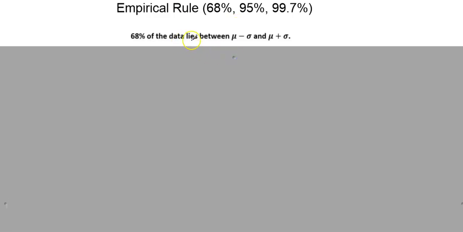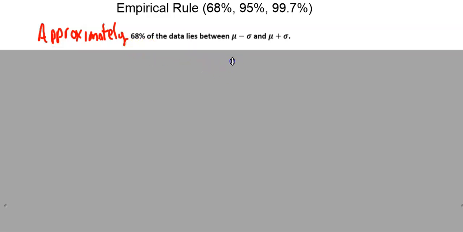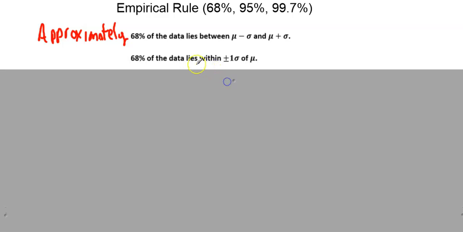So what we can summarize in the empirical rule, these three percentages, we can say it verbally like this. 68% of the data lies between mu minus sigma and mu plus sigma. Now I should add here that these percentages, they are all approximations. So for accuracy, I should say that approximately 68%. But that 68% is a good rule of thumb. It's a useful percentage to remember. Now another way to say it is 68% of the data lies within plus or minus 1 sigma of mu, plus or minus 1 standard deviation of the mean.